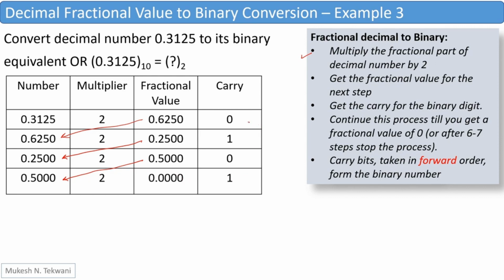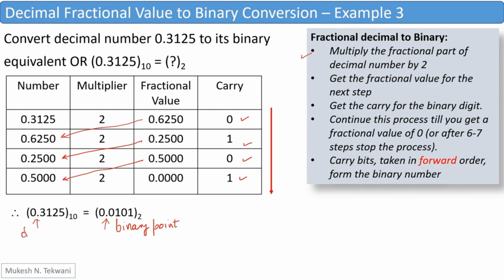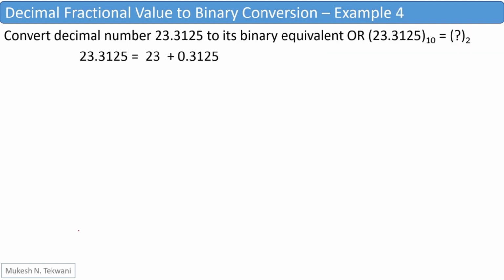And now these carries, we consider them in the forward order, and therefore our decimal value 0.3125 is equivalent to 0.0101. Those are the 4 bits. This point that we have here is called a binary point. We call this a binary point because it is a part of a binary number. This is of course analogous to the point that you have here. We call this a decimal point because it is a part of a decimal number.